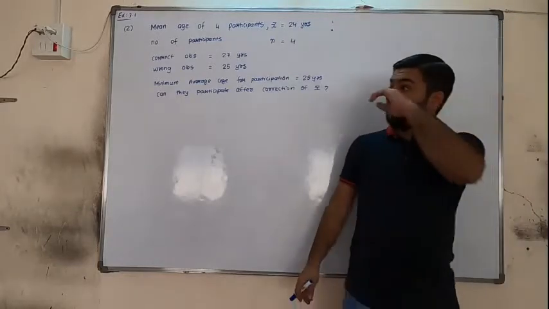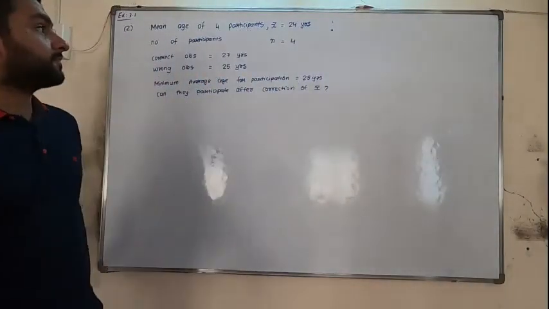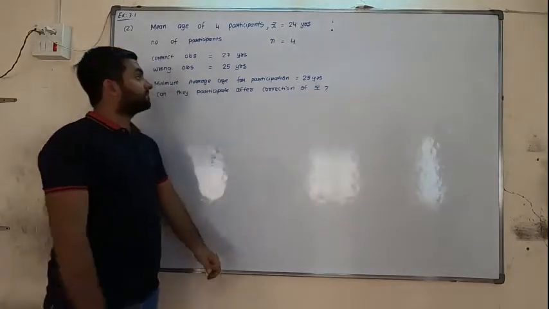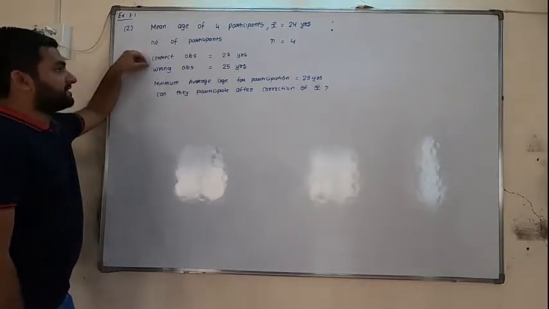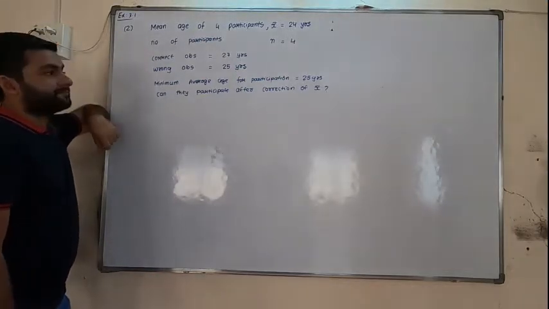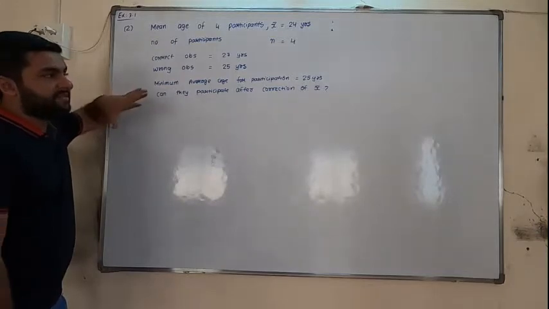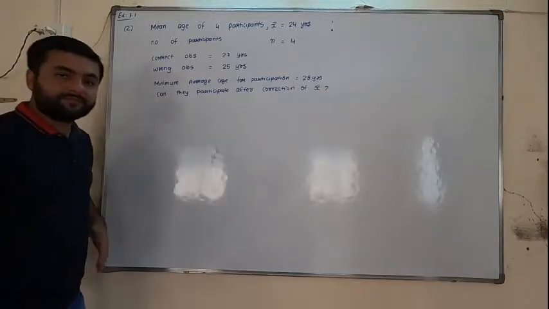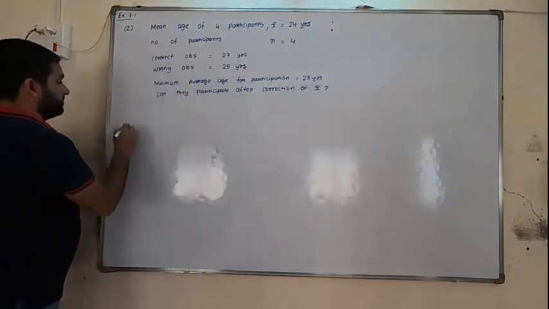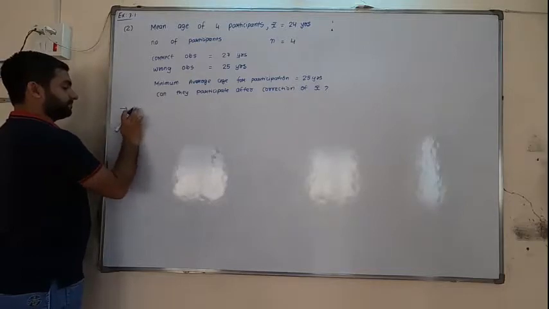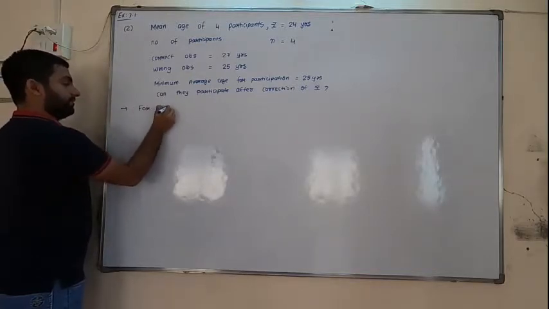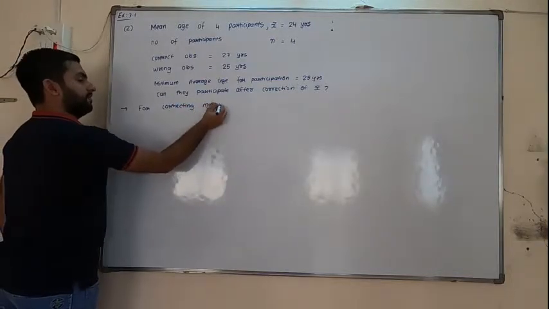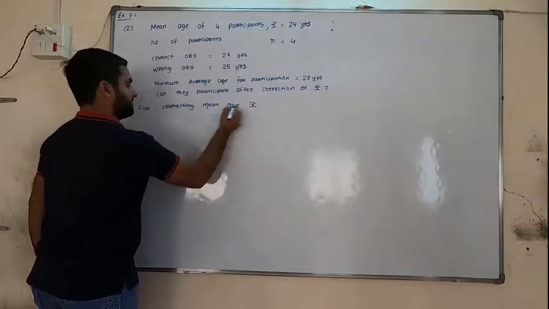That is, mean age of 4 participants, x bar is 24, number of participants n is 4, correct observation is 27, wrong observation is taken as 25, and minimum age means average age for participation is 25 years. Can they participate after correction of x bar? So we need to correct the x bar first. So we will give the heading for correcting mean age x bar.